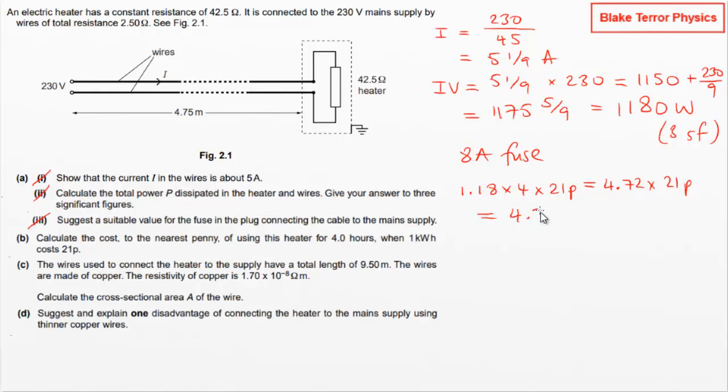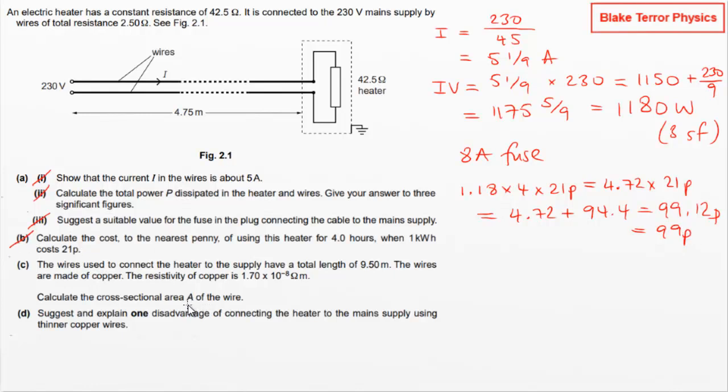Well, we've got the 4.72 plus then the 20 lots of that, which is 94.4. So we got 99.12 pence. So to the nearest penny, 99p.